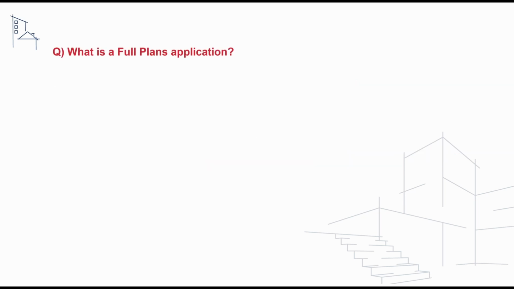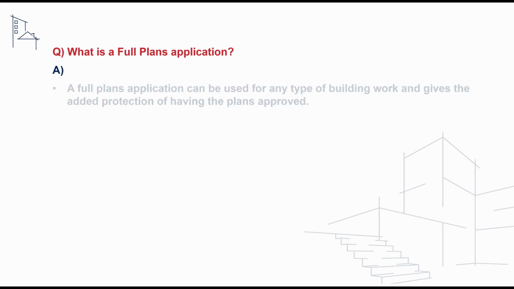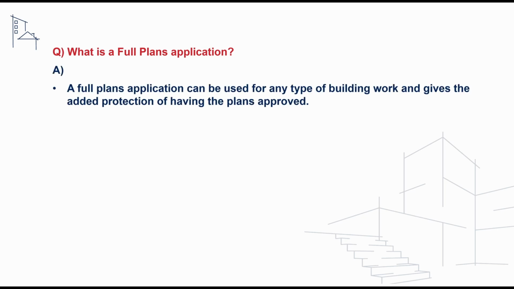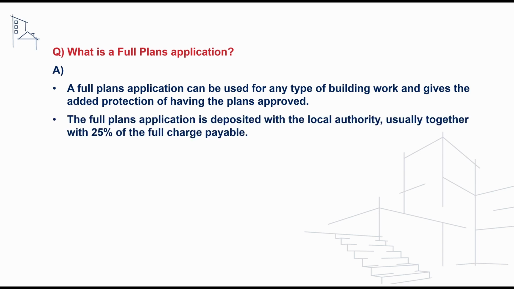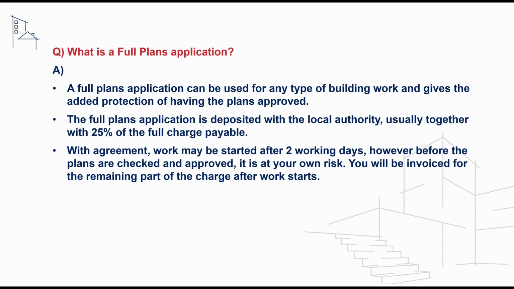The next question we'll take a look at is what is a full plans application? And to address this, we can say that a full plans application can be used for any type of building work and gives the added protection of having the plans approved. The full plans application is deposited with the local authority, usually together with 25% of the full charge payable. With agreement, work may be started after 2 working days. However, before the plans are checked and approved, it is at the client's own risk, and you will be invoiced for the remaining part of the charge after work starts.